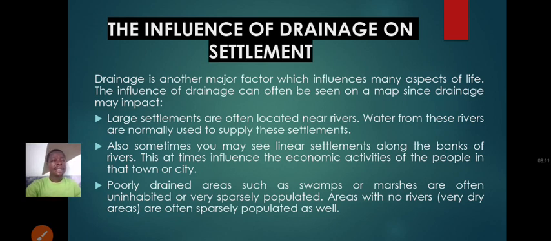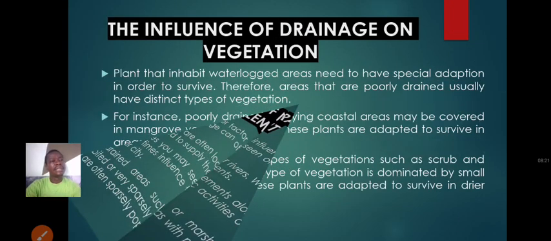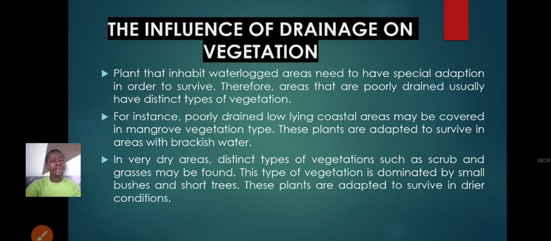Sometimes you may see linear settlement along the banks of rivers. Drainage can at times influence the economic activity of the people in that town or city. So all these things also influence settlement. Then drainage and vegetation: plants that inhabit waterlogged areas need special adaptations in order to survive. Not all plant species can do well where we have drainage or more water. Some specific species do well in a waterlogged area.